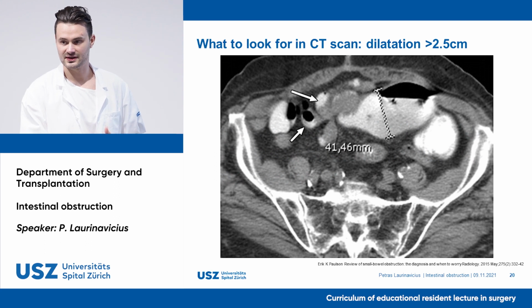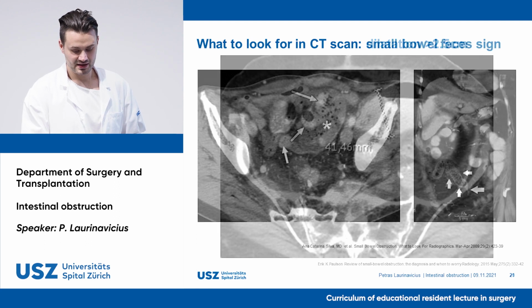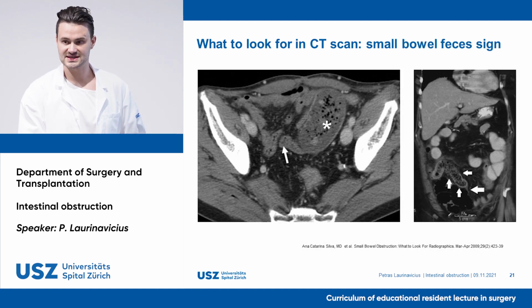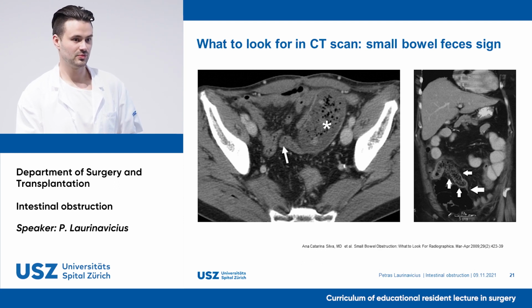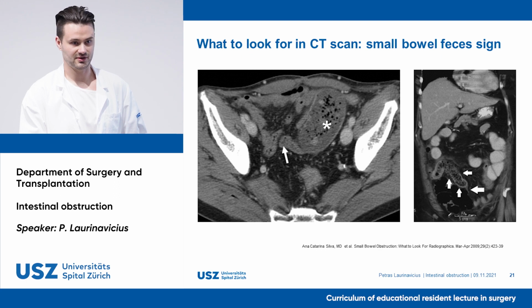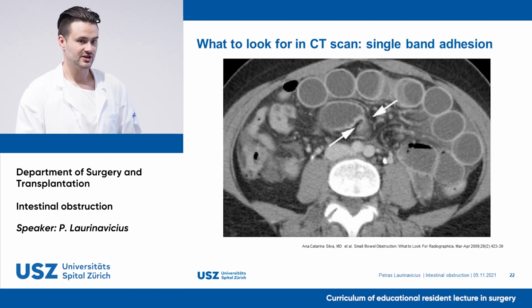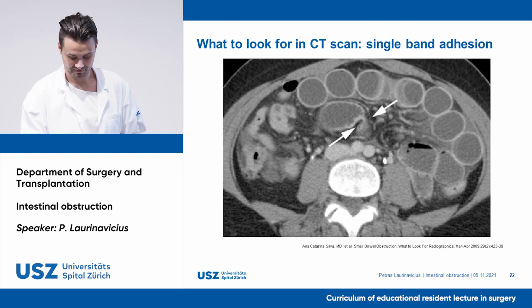Firstly, we can look for intestinal dilatation, and the cutoff diameter is 2.5 centimeters. Secondly, we have to look for the small bowel feces sign, which is fecal material mixed with gas bubbles within the lumen of the small intestine, which resembles colonic content on a CT scan. It is a result of delayed intestinal transit, and is caused by bacterial overgrowth, incompletely digested food, and increased water absorption in the small intestine. And thirdly, single band adhesions can also often be seen on a CT scan, as presented on this image.